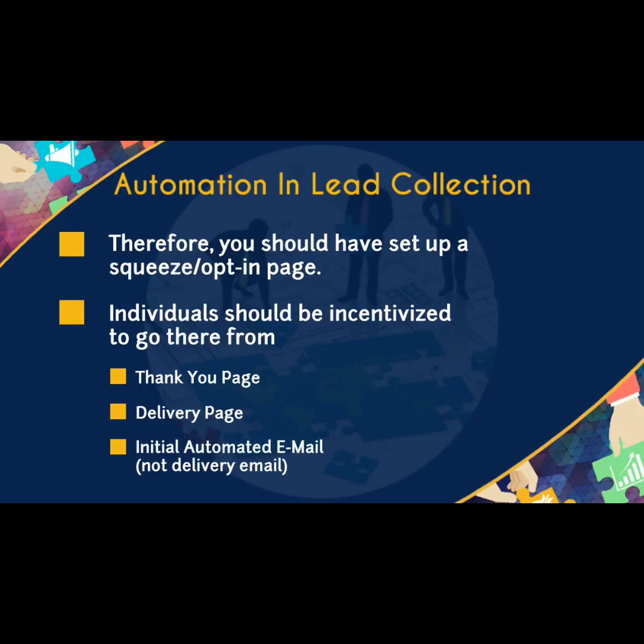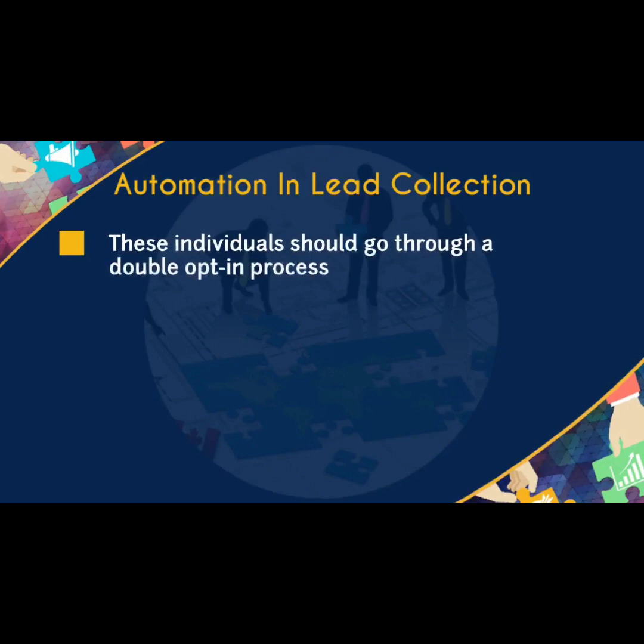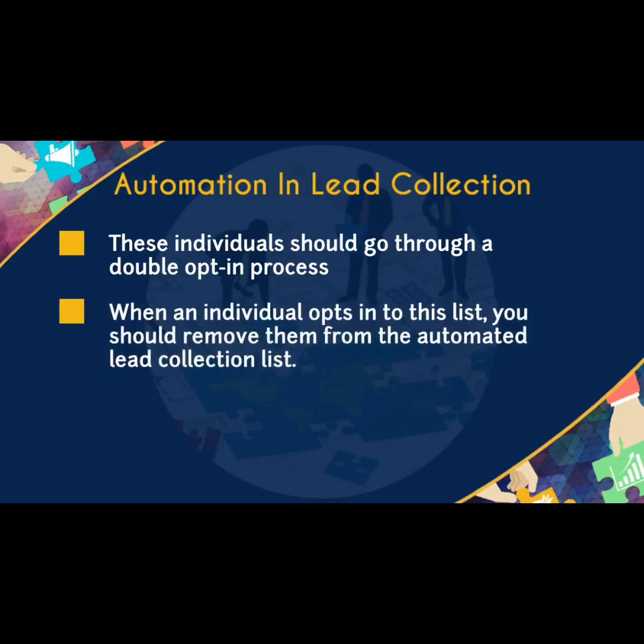If they actually do get the initial automated email, make sure that they see the offer again. They see the offer to opt in. Again, this should be part of your double opt-in process. You want to put these people through a double opt-in process because it's going to be a higher quality lead. And when an individual opts in on this list, then you're going to automatically have them removed from the automatic lead collection list if they're using the same email, right? You want to do that.